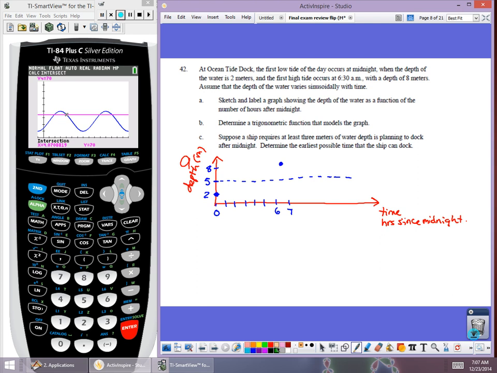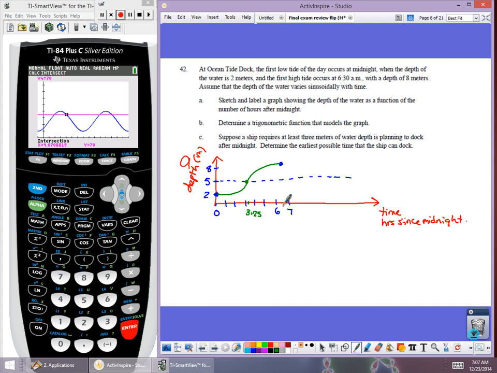All right. So again, this is helping to inform us of our equation. So low, high, assume that the depth varies sinusoidally. Okay, so halfway between 0 o'clock and 6:30 would be 3:15. So 3:15 is about right here. At 15 minutes would be a quarter, right? 3.25 would be here. So I'm going to go up. And then I'm going to keep going with that same pattern the other way.